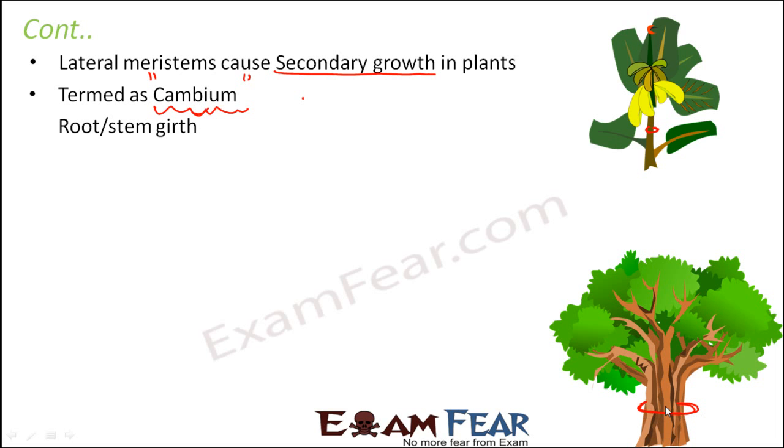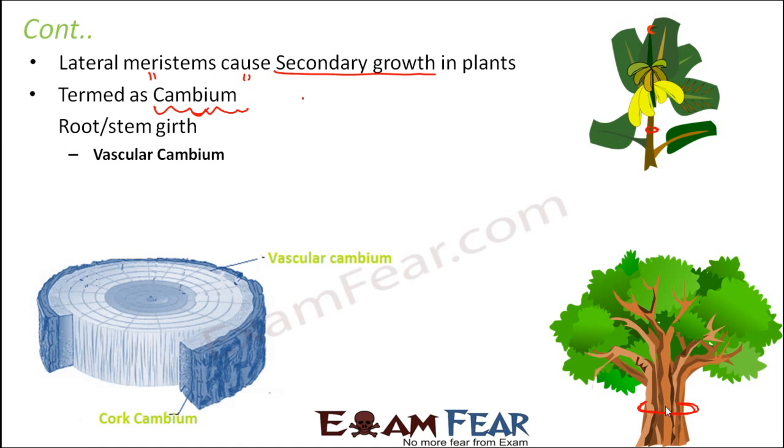So that means over a period of time, it is not only the length of the stem and the root which is increasing or growing, it is also the thickness which is growing, and this growth in the thickness is known as the secondary growth in plants. And this secondary growth is caused by lateral meristems which are also known as cambium. Now this cambium is of two types, vascular cambium and cork cambium. If you take a cross section of this stem, you can see the presence of vascular cambium. So here you have the vascular cambium layer, and on the outer side you have the cork cambium layers.